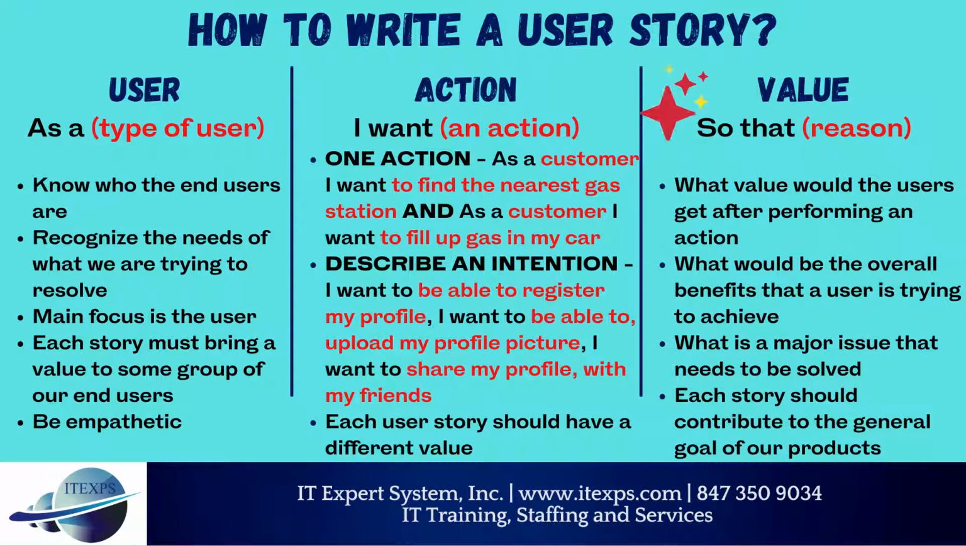The last thing here is a value. When implementing it, think about the value that the users will get after performing an action. What would be the overall benefits that they are trying to achieve? What is a major issue that needs to be solved? Each story should contribute to the general goal of our product. If we cannot answer what value a user story brings to the end users as well as our product, then we must re-evaluate our purpose and know what we are doing wrong.